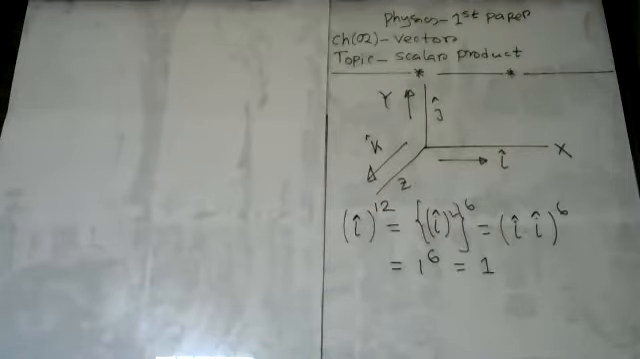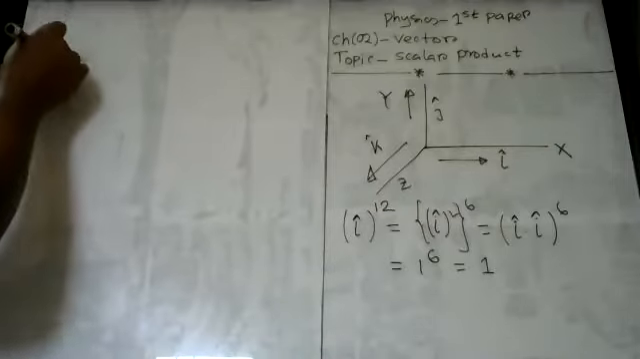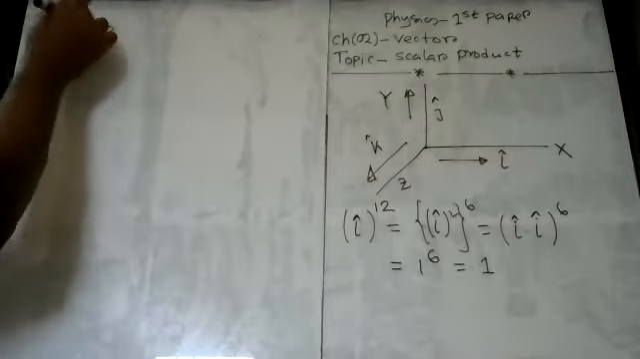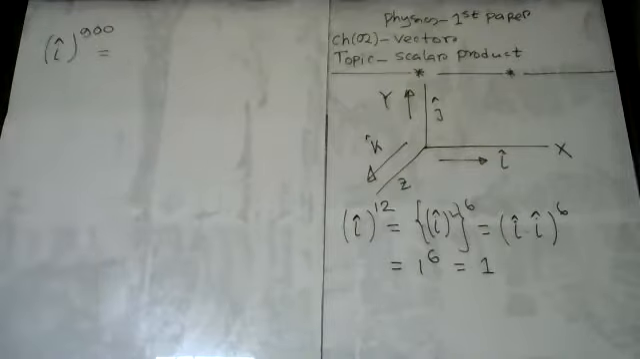Okay. So if you have no question, then if I want to find out here, my dear student, i to the power 900, find out what's the value of this i to the power 900. It will equal 1. Very good. It will equal 1.